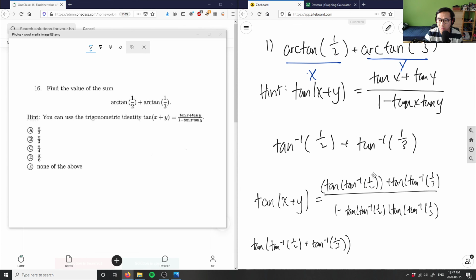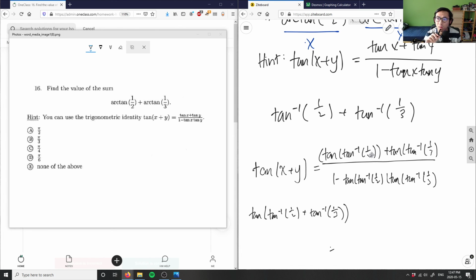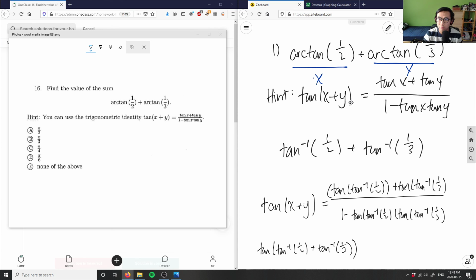let me just see here. If I assume these are x and y's, I can plug it into this equation here, this identity, and then let's see here. I want to find the value of the sum of these two numbers here. So let's see.